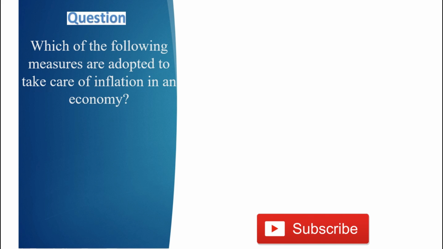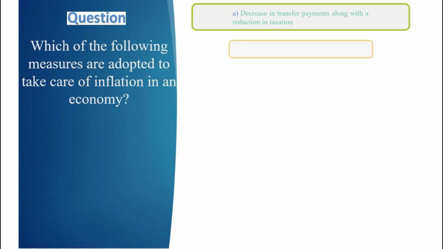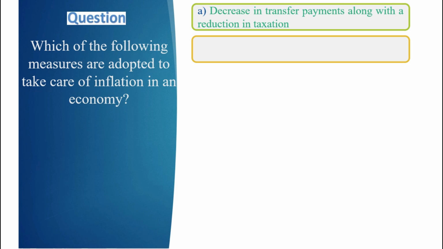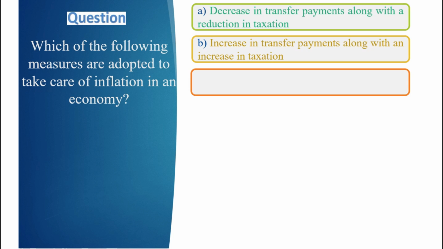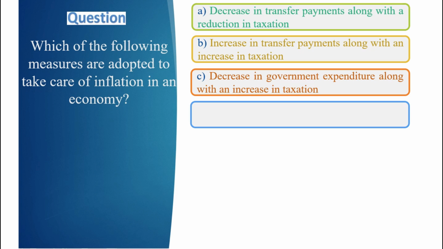Our next question is also related to the cause and problems of the inflation economy, and the question is, which of the following measures are adopted to take care of inflation in an economy? Option number 1, decrease in transfer payments along with the reduction in taxation. Option number 2 is increase in transfer payments along with an increase in taxation. Option number 3 is decrease in government expenditure along with an increase in taxation. Option number 4 is increase in government expenditure along with the decrease in taxation.